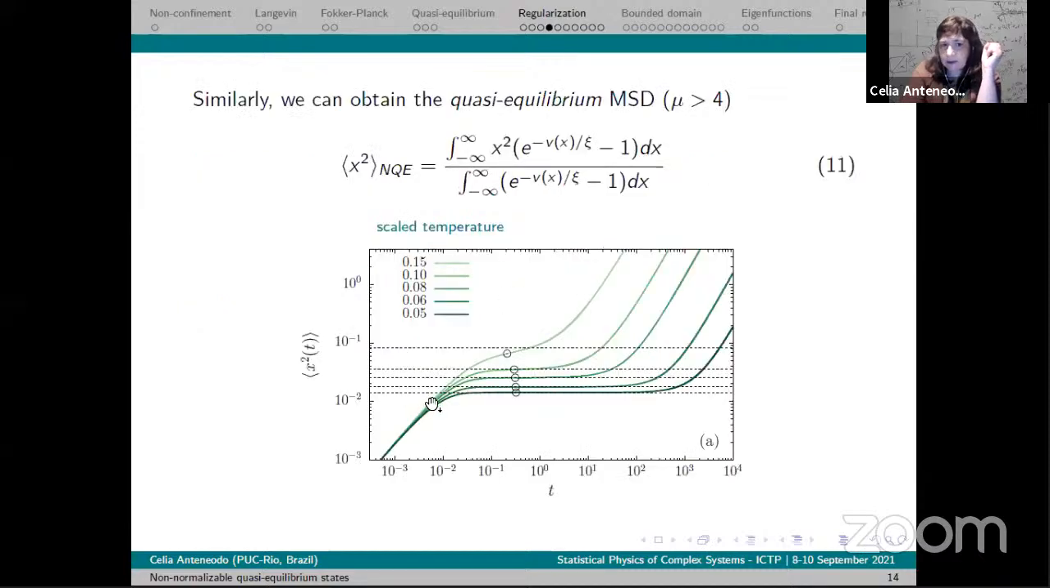But we see that the result is very good compared to the numerical solution. These lines are the prediction. This is just the inflection point. These lines are a comparison with the exact numerical solution.